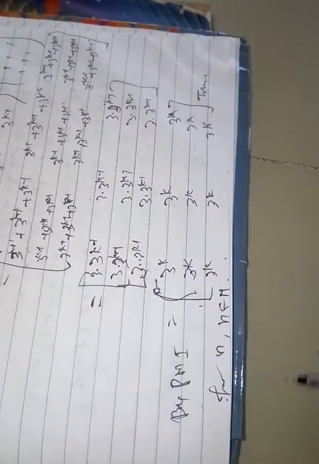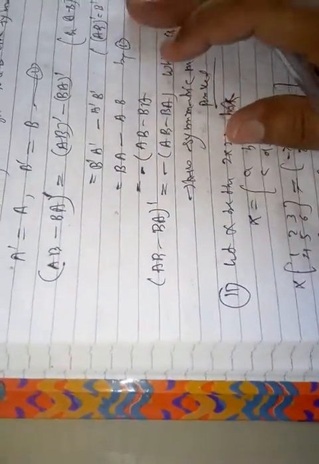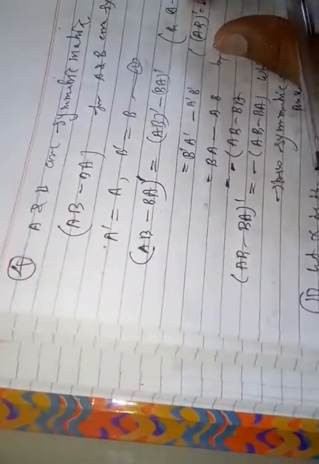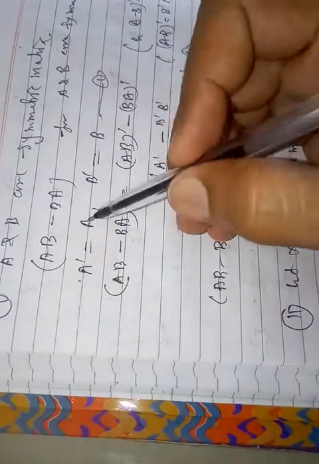PMI, principle of mathematical induction, for n is true. Clear? And next question, question number 4. Tough question to solve here. The other questions are simple, you can solve them.